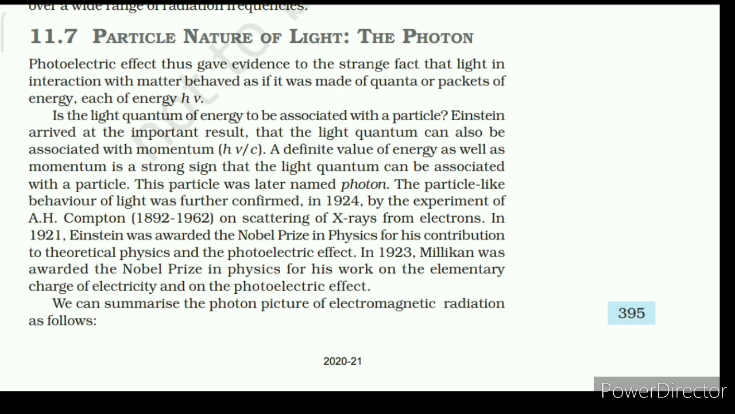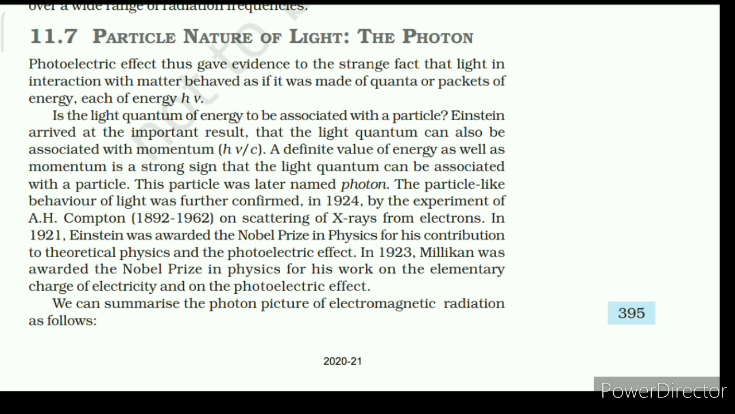The particle-like behavior of light was further confirmed in 1924 by the experiment of Compton and photoelectric effect. In 1923, Millikan was awarded the Nobel Prize in Physics for his work on the elementary charge of electricity and on photoelectric effect. We can summarize the photon picture of electromagnetic radiation as follows.